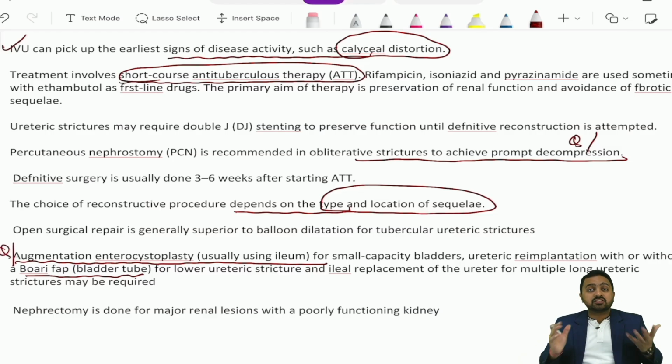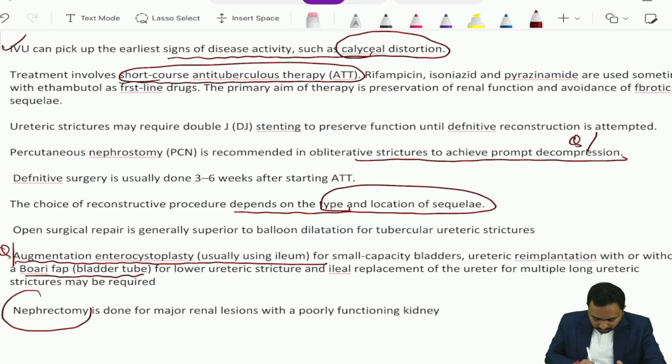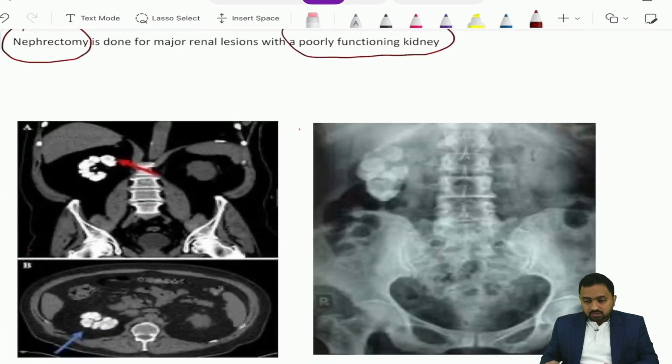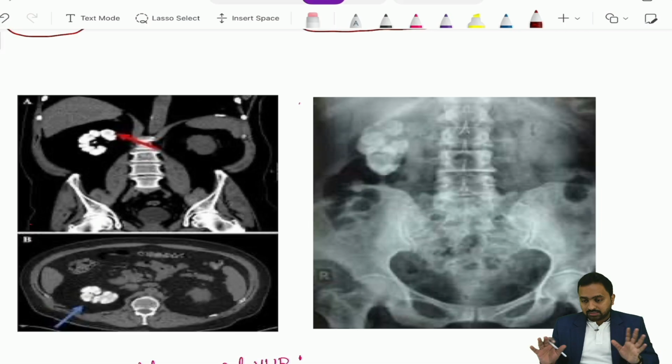So these are your surgical options which will be only required when you have those complications such as your ureteric strictures and dilation. And nephrectomy is done only for your poorly functioning kidney. So these were the images that have been asked.